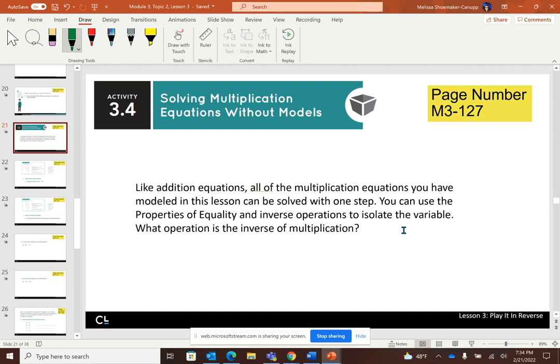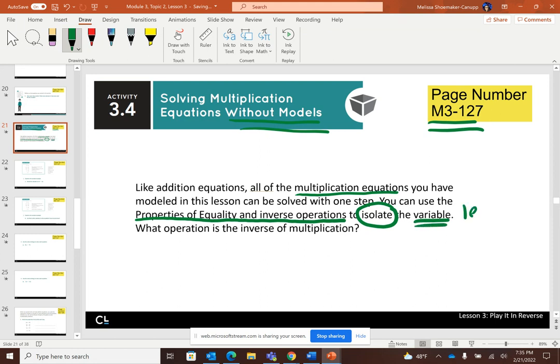Picking up where we left off, we're going to jump right to page M3-127, and we're going to solve these multiplication equations without models. So remember, our goal is still the same, our target is still the same, to be able to solve one-step equations, okay? So we're going to solve these multiplication equations in models like you did, and you can also use the properties or rules of equality and inverse operations to isolate or get that variable or letter by itself, because what's on the other side is going to tell us the answer. So the inverse of multiplication is going to be division.